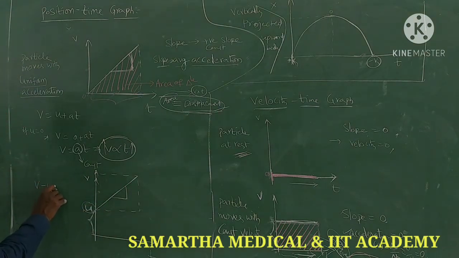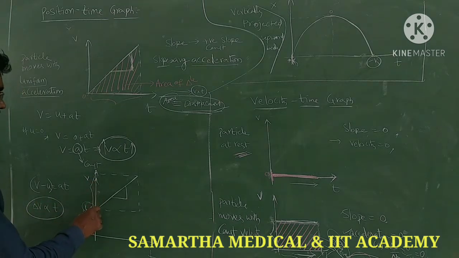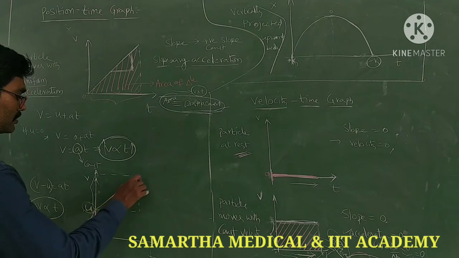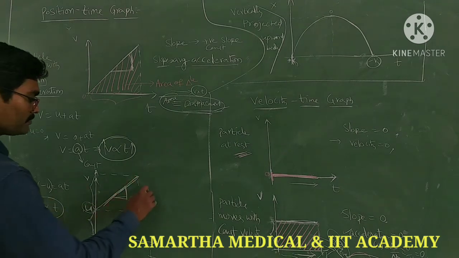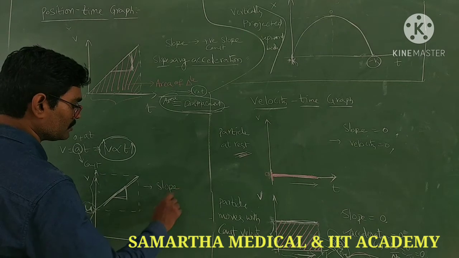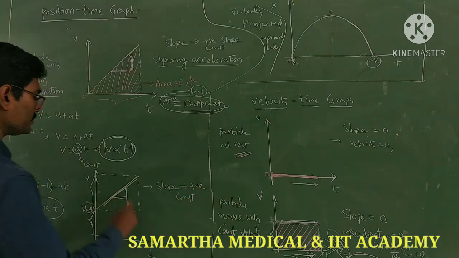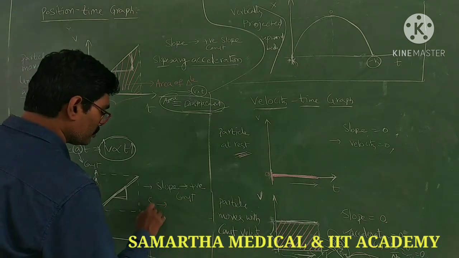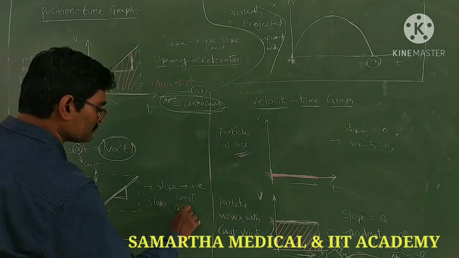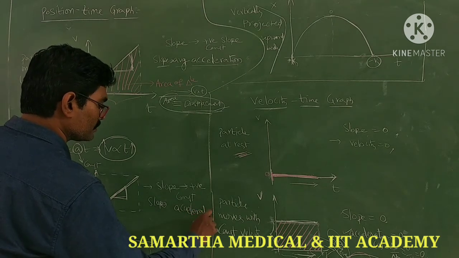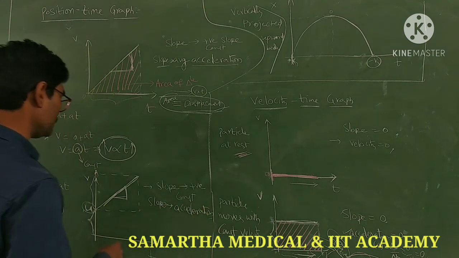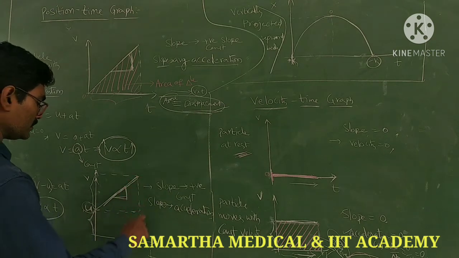How did you get this? V minus u is equal to at. So v minus u, that is delta v, is directly proportional to t. That's why you are getting a straight line like this. So what is the slope? Positive constant slope. And what does this give you? Acceleration. Slope is acceleration.